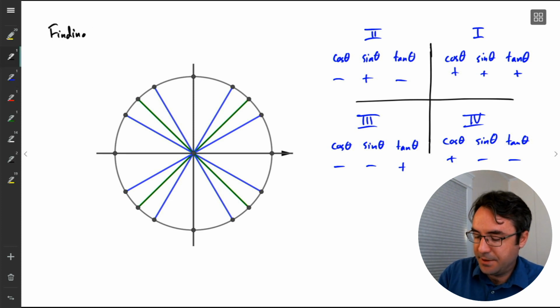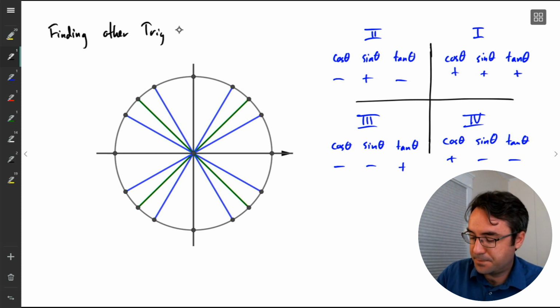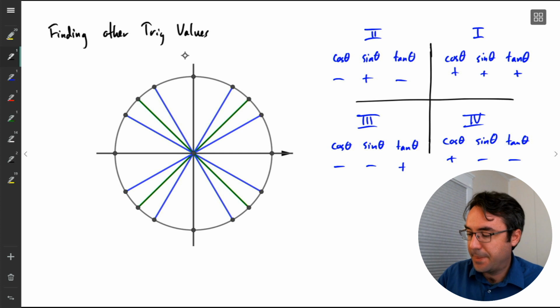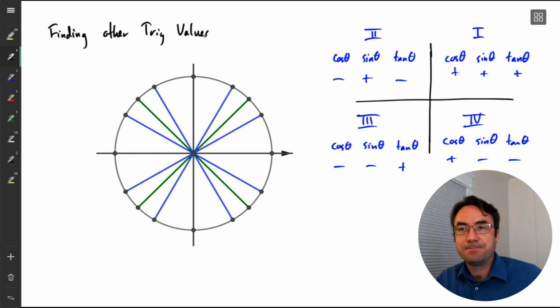So for instance, how do we find other trig values? It really comes down to just looking at similar triangles.